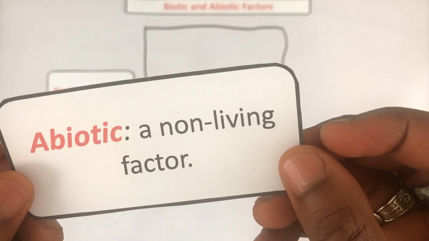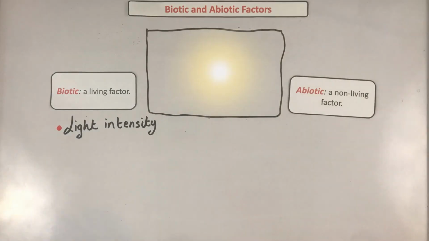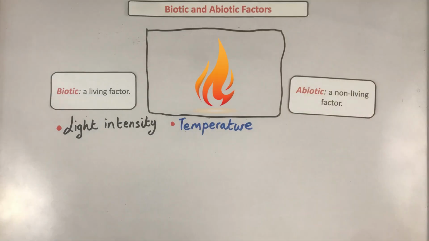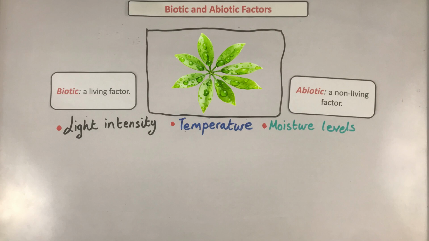There are 7 abiotic factors that you need to be aware of. These mainly affect plants or aquatic animals. The first is light intensity. The more light, the more photosynthesis. The second is temperature. Remember our required practical on enzymes and optimum temperature for that one. Click the link to go watch that. The third is moisture levels. This is absorbed in the roots and released in the leaves via transpiration.